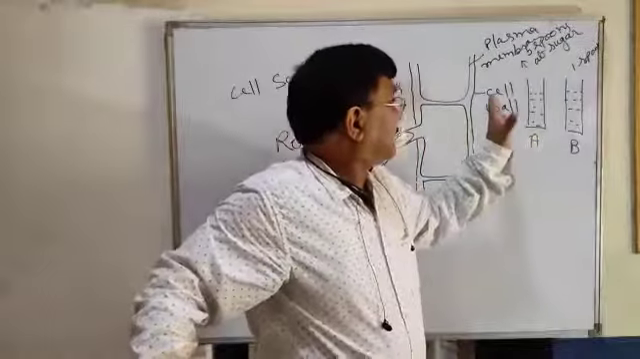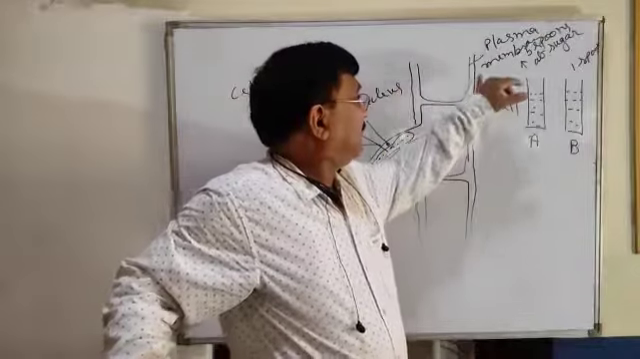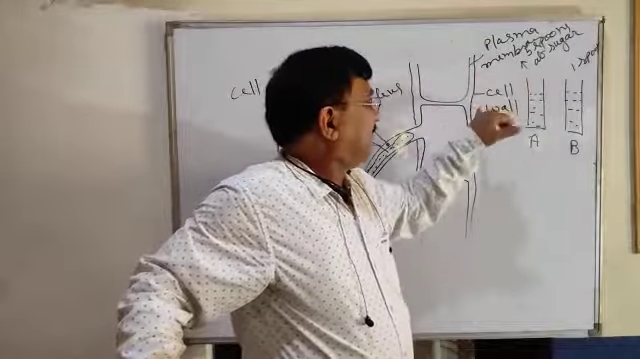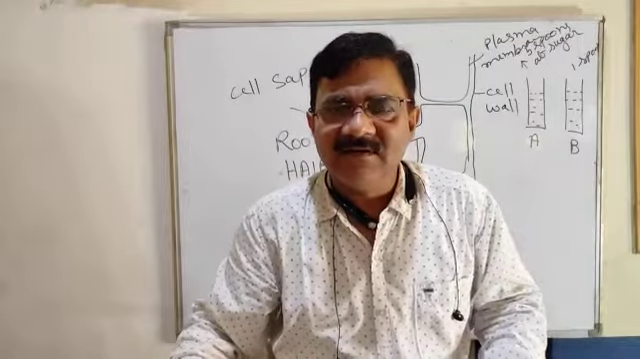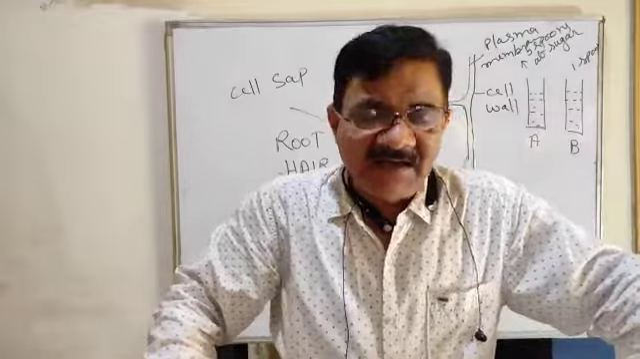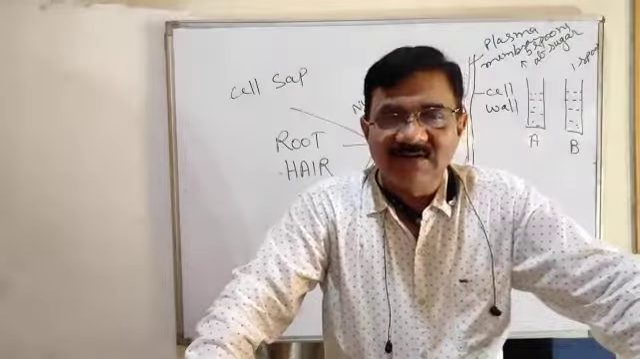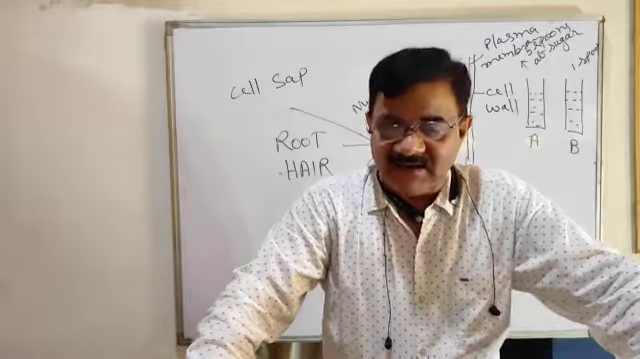So dear children, this plasma membrane is a selectively permeable membrane and the cell wall is a freely permeable membrane, and it is very thin. Very thin means it can help in the absorption of water. So these things are clear.